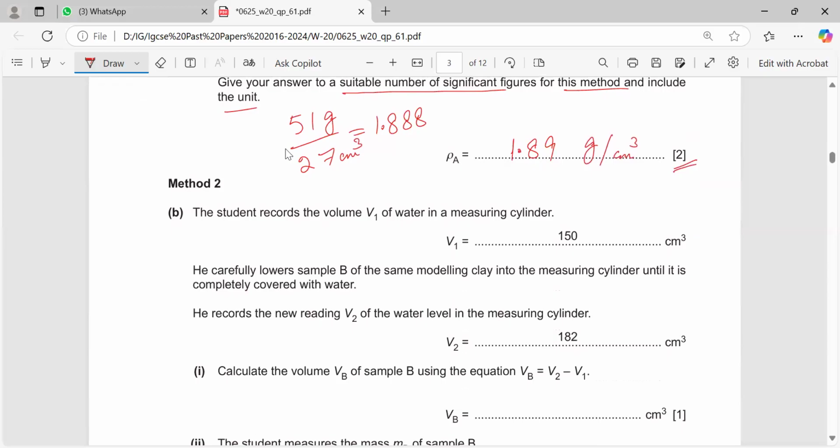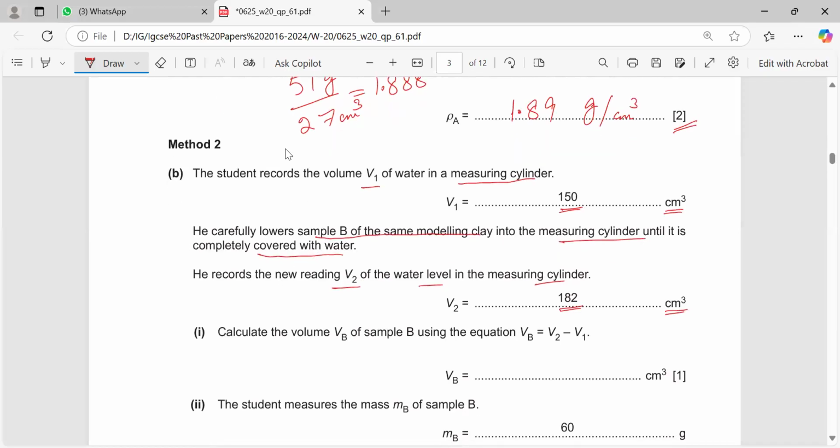Now, another method is mentioned. The student records the volume V1 of water in a measuring cylinder. It means the student is now going to choose the displacement method. So he measured the volume of water, that is 150 centimeter cube. He carefully lowers the sample B of the same modeling clay into the measuring cylinder until it is completely covered with water. So it is deep into the water such that even its surface is dipped underwater. Now he records the new reading V2 of the water level in the measuring cylinder, and the new value is 182 centimeter cube.